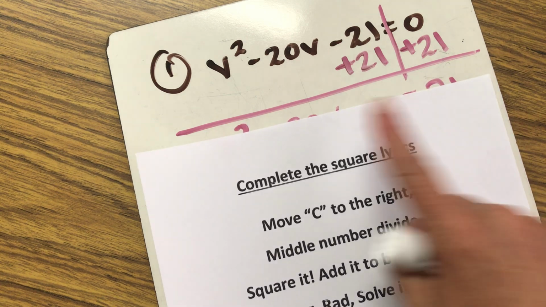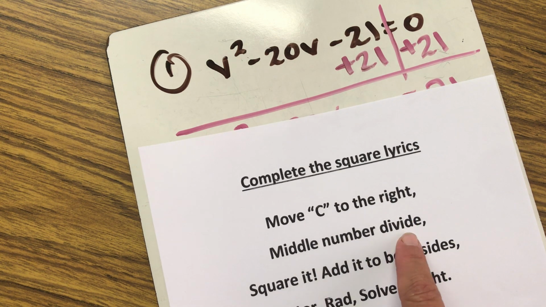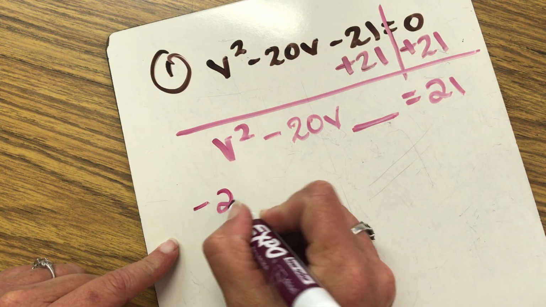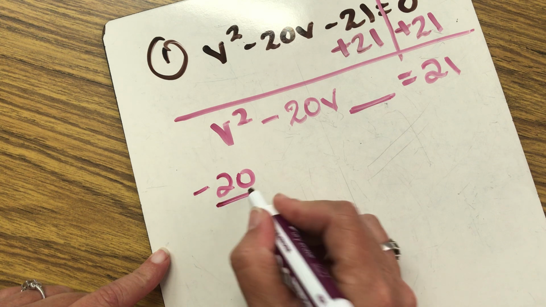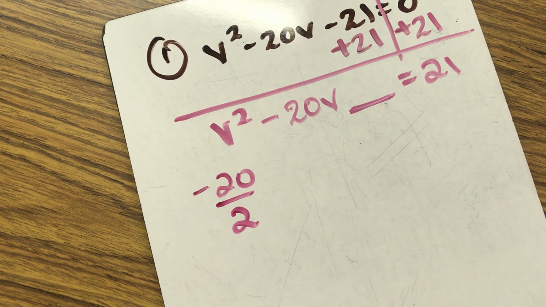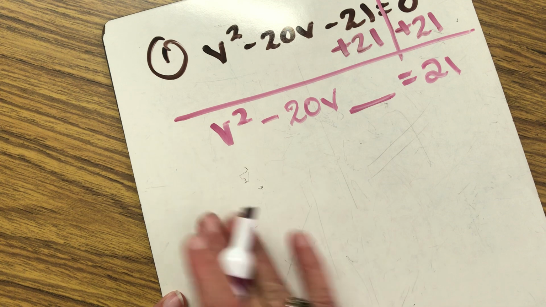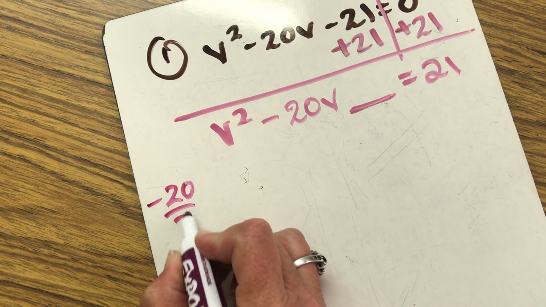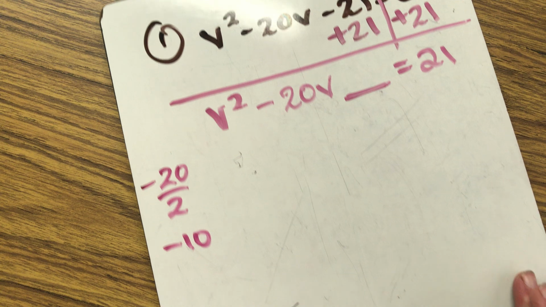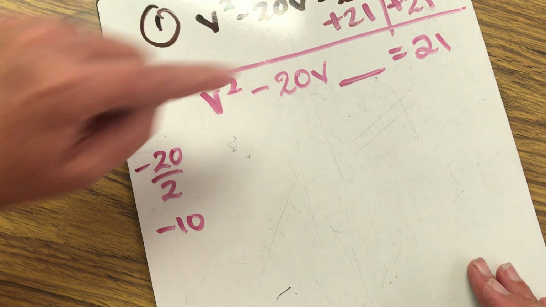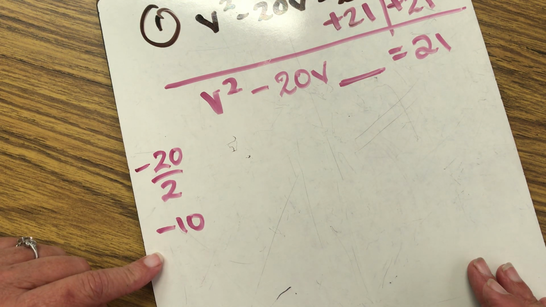Well, let's go back to our steps. Move C to the right, done. Middle number, divide. What do we divide by? Well, we take that middle number, negative 20, and we divide by 2. By the way, you always divide by 2, okay? What is negative 20 divided by 2? If you said negative 10, I concur. Negative 20 divided by 2 is negative 10.